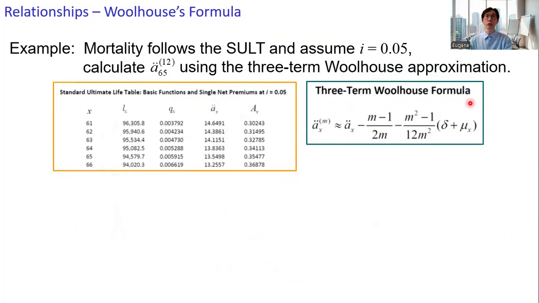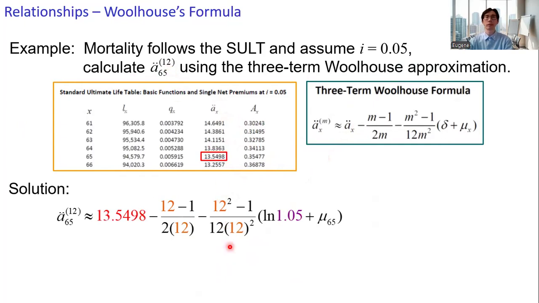Okay, let's take a look at an illustration. We want to calculate this annuity due using the three-term Woolhouse approximation. All right, we have a double dot x, x is 65, 13.5498, and then m is 12. The interest rate is 0.05, so we get delta equals natural log of 1.05. And then we need the value for mu 65.